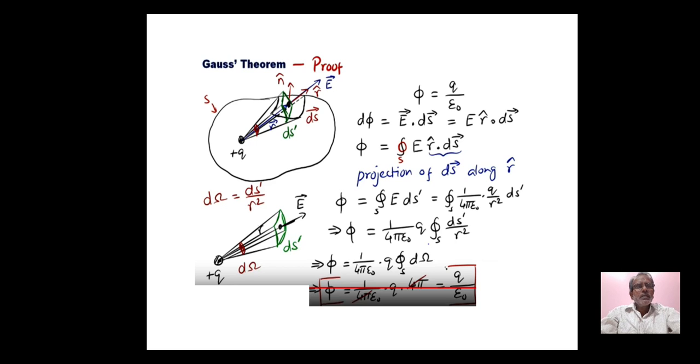Electric flux over the surface element ds can be written as d phi equal to vector E dot vector ds, and equal to E r cap dot ds. Integrating over the entire surface S, we can write it equal to E multiplied by ds prime, where ds prime is r cap dot ds.